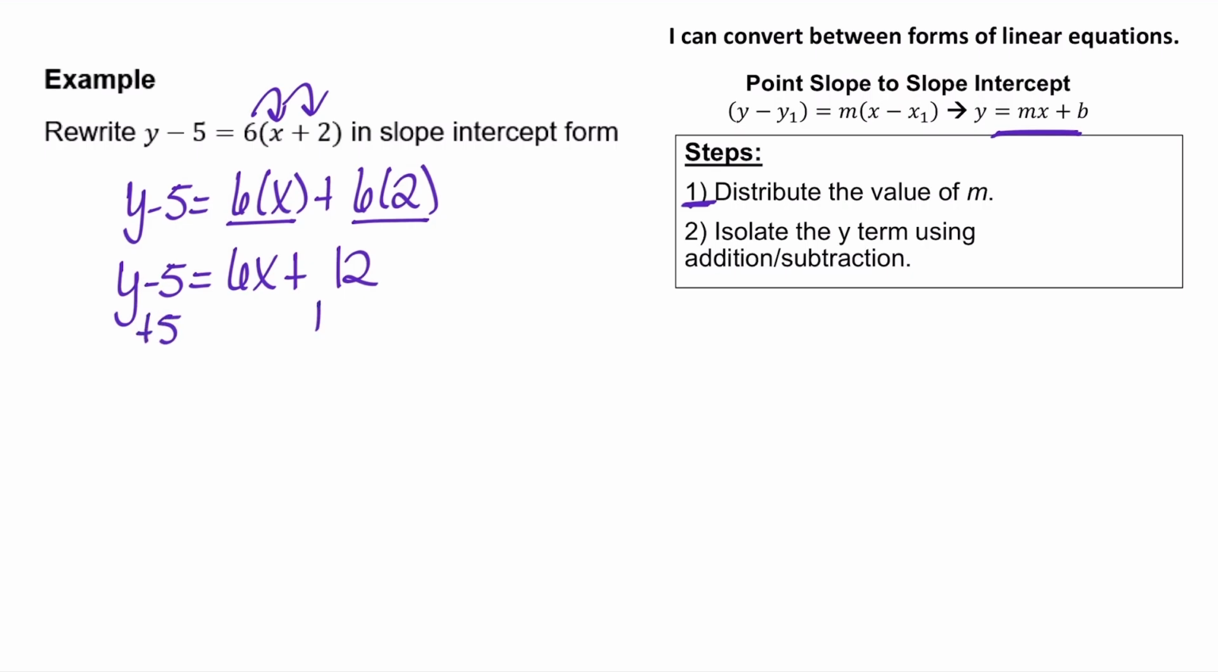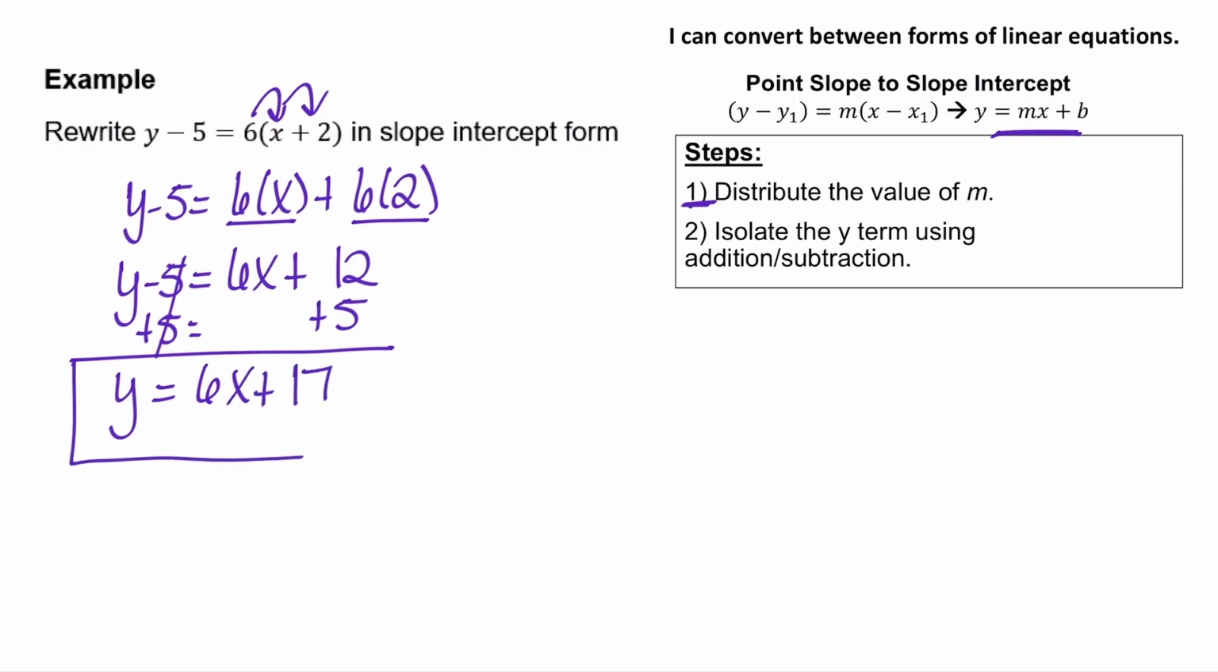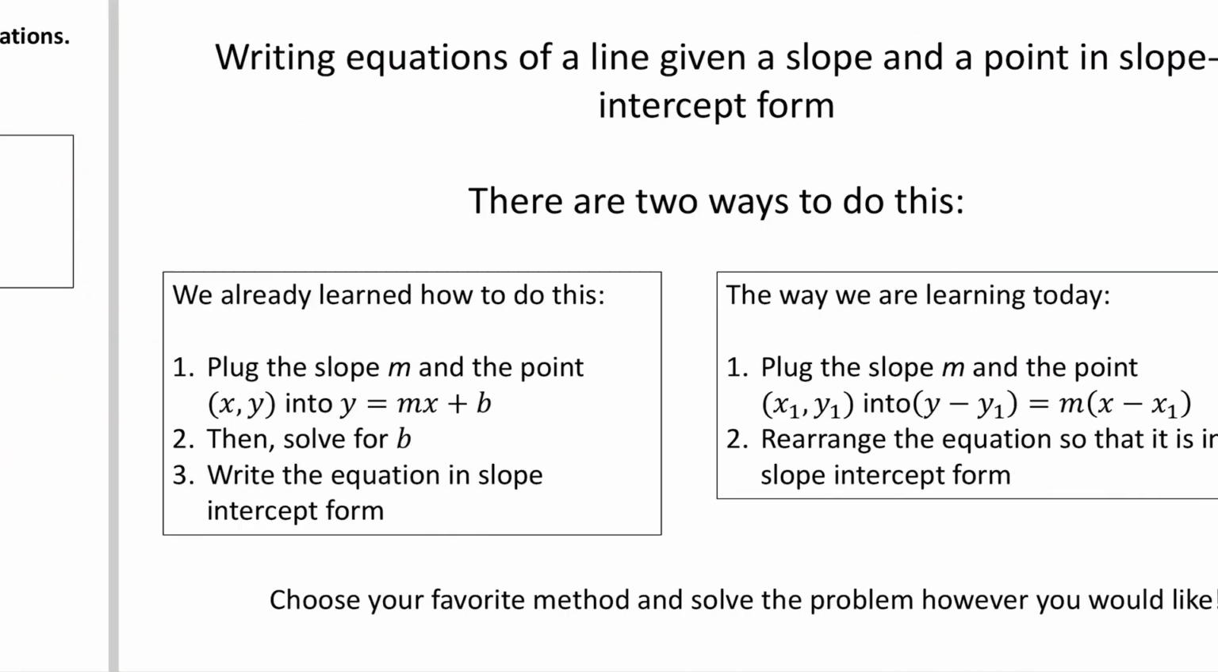Now to get y by itself, we're going to do the opposite of minus 5, and we're going to add 5 to both sides. So now we get y equals 6x plus 12 plus 5, which is 17. So y equals 6x plus 17 is the slope-intercept form of the line.